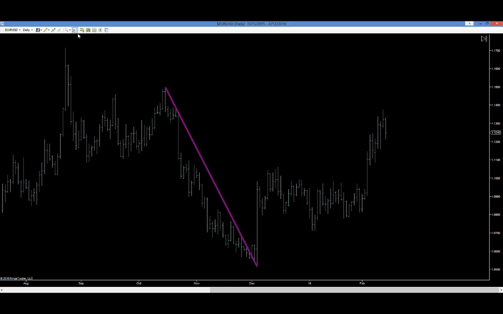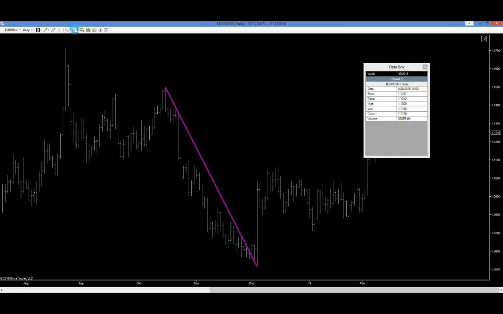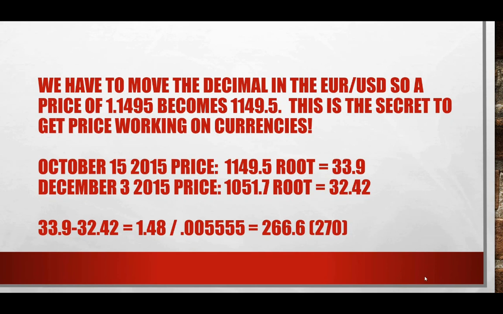We've got a high here. You can go ahead and write this down because we're going to be using these calculations. Got a high here of 1.1495. The date is October 15 of 2015. And we move down to a low on December 3rd of 2015 at 1.0517. Okay, go ahead and write those down.